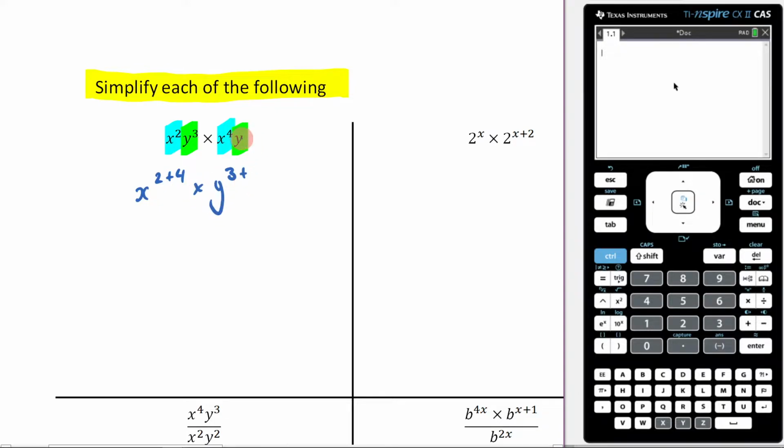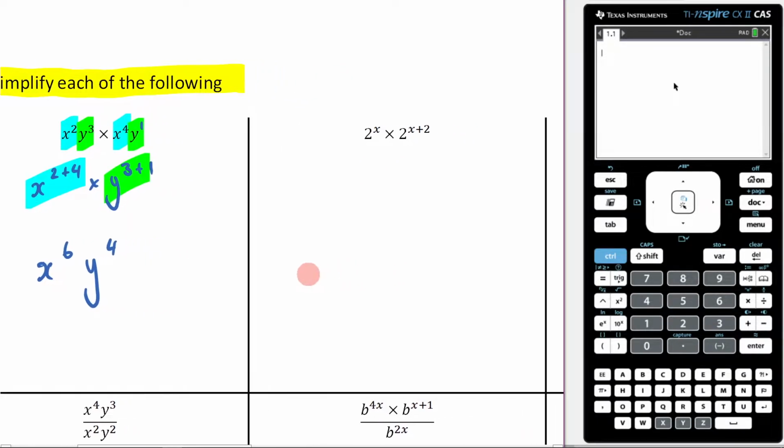Now, what is the power of this one? It's just a 1. So that means what we're going to be left with is x to the 2 plus 4, which is 6, y to the 3 plus 1, which is 4. So that's going to be our answer for that one. And it's really important that you know that you need to consider the bases here. The bases are very important. Then we go to the next one.